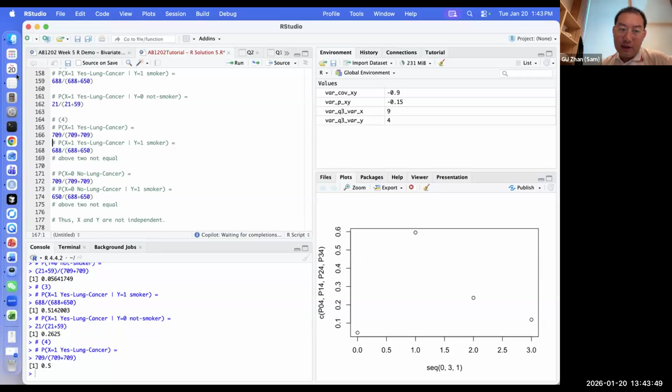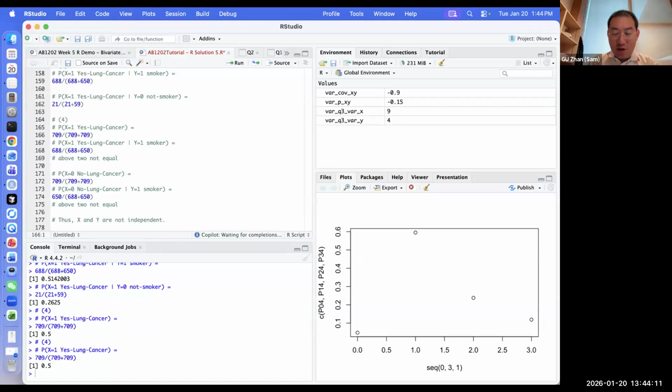Then we want to calculate whether P(A) equals P(A given B), right? If they are equal, then it's independent. If they are not equal, then they are not independent. So the marginal probability of getting cancer is 0.5. We want to find out whether knowing that the person is a smoker or non-smoker changes the probability. If it doesn't change, that means knowing whether the person is a smoker doesn't affect the lung cancer probability. Then we say that smoking and lung cancer are independent.